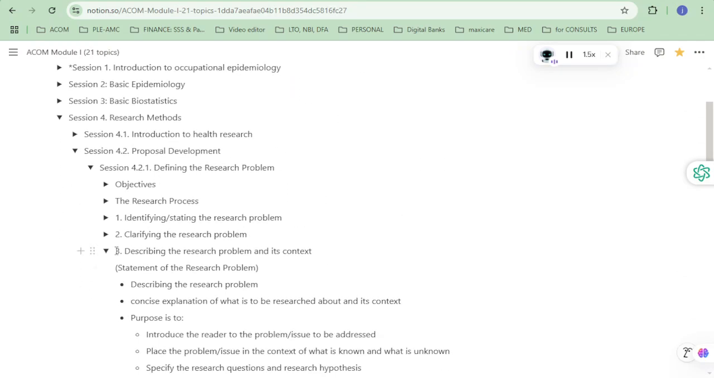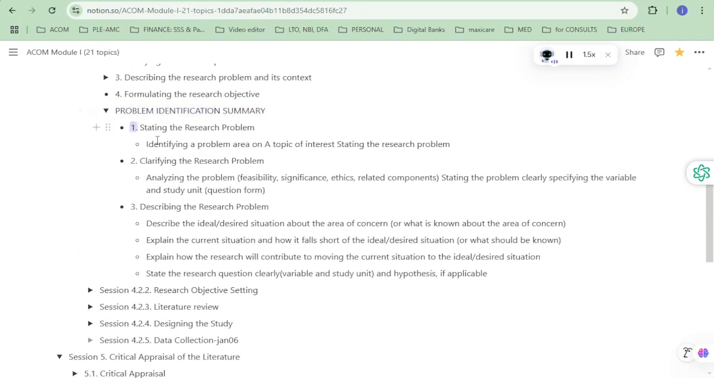Problem identification summary. 1. Stating the research problem: identifying a problem area on a topic of interest. 2. Clarifying the research problem: analyzing the problem, feasibility, significance, ethics, related components, stating the problem clearly, specifying the variable and study unit, question form. 3.